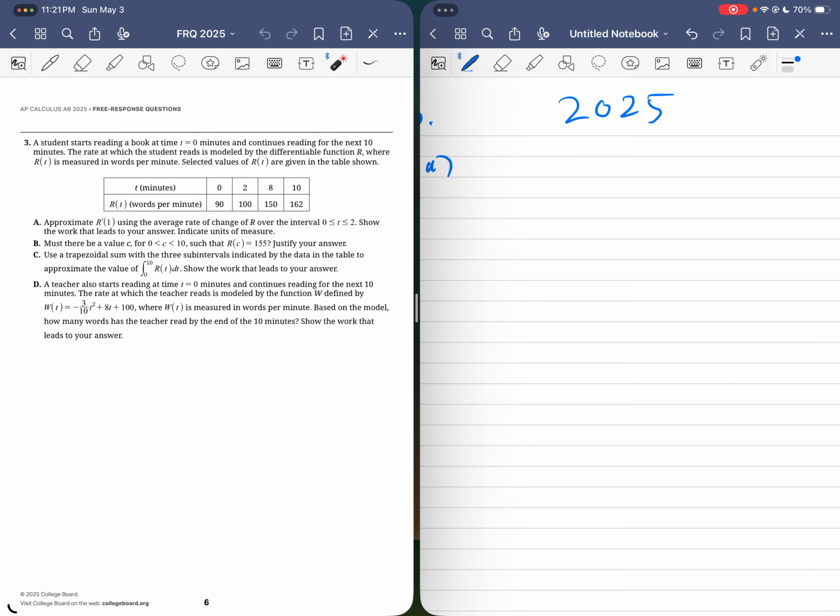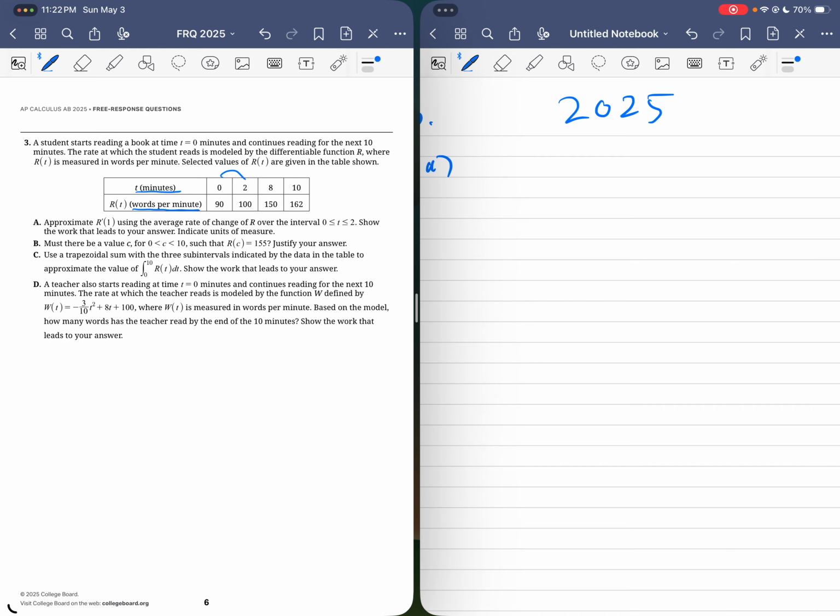Okay. Approximate R prime of 1, using the average rate of change, which is a slope, on the interval 0 to 2. Show the work that leads to your answer. Indicate units of measure. The only thing you have to be careful about is the unit. R of t is already in words per minute, so when you find the slope, it's going to be per minute per minute.